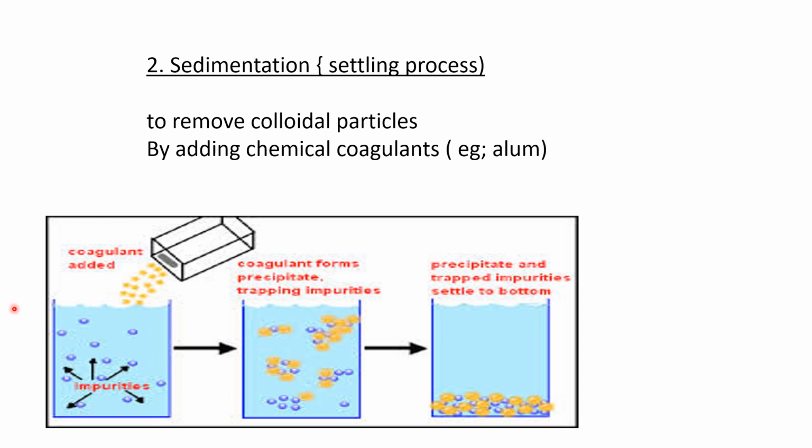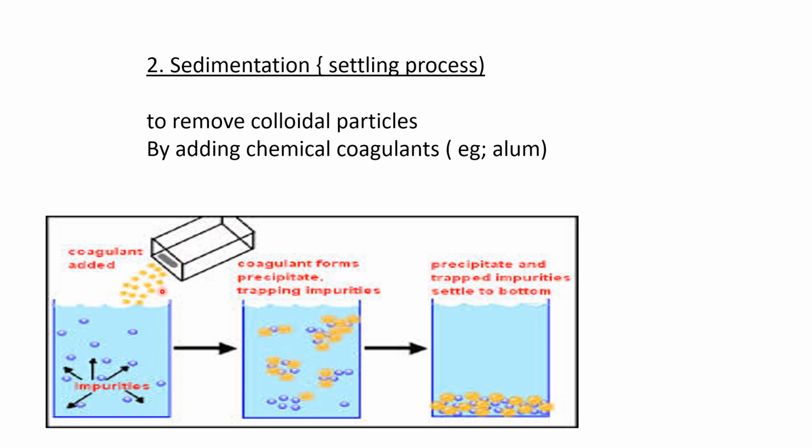For example, we have some water containing colloidal particles. Colloidal particles won't be precipitated or coagulated in the beaker. In order to coagulate these colloidal particles, we will add a chemical coagulant like alum or aluminium sulfate.